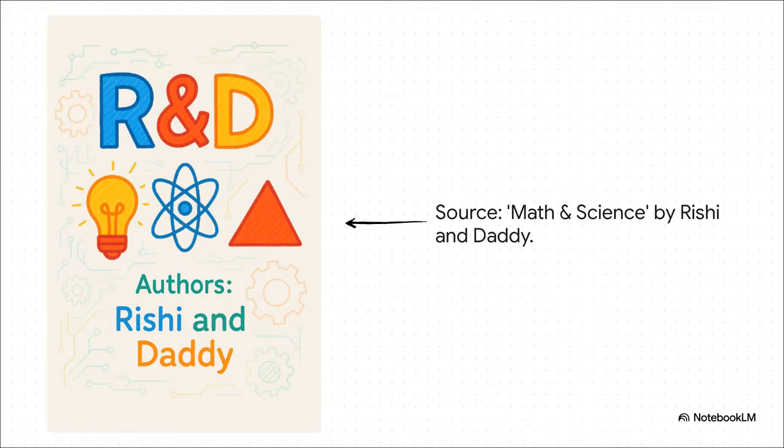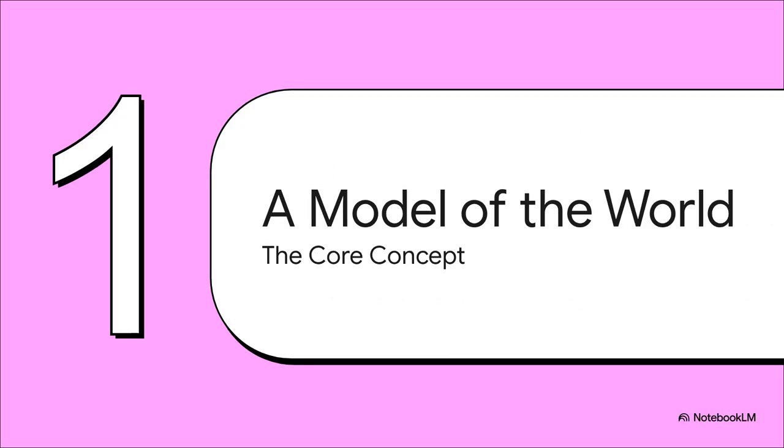What's really cool about this explainer is where it comes from. It's based on this book, Math and Science, written by a team called Rishi and Daddy. And that direct, almost family-like approach is what makes these huge ideas feel so much more human and fun to get into. All right, so let's start with the big one, the core concept that really holds all of this together: this deep connection between math, science, and the world all around us.